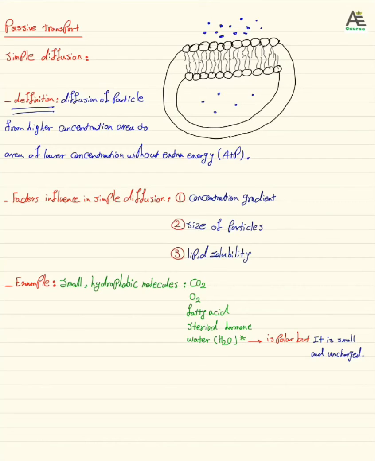Now simple diffusion, as you can see here, there is a definition for simple diffusion: diffusion of the particle from higher concentration area to the area that has lower concentration without extra energy, that in turn is ATP. It's called simple diffusion. Why do I call it extra energy? You cannot say without any energy, because these particles have kinetic energy. Without that energy, they cannot pass through the membrane or they cannot move. So that is why we say extra energy or ATP.